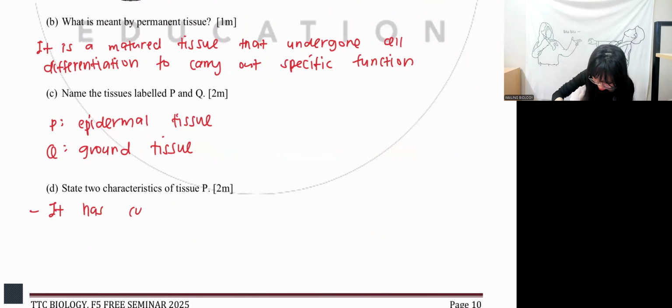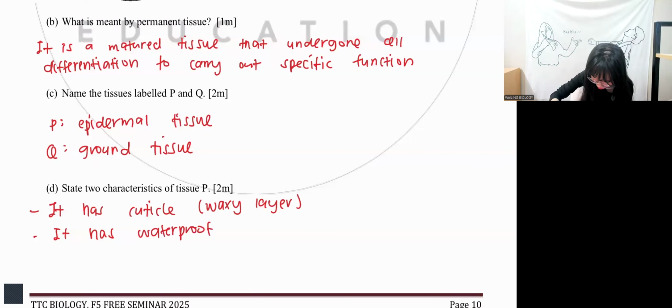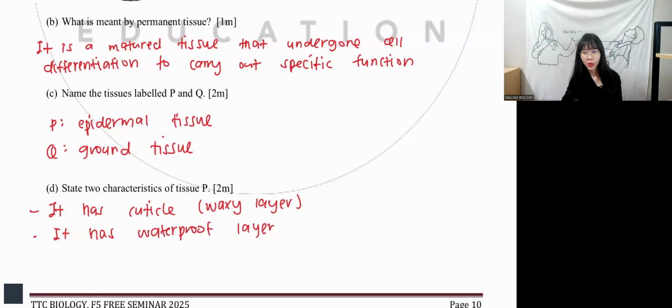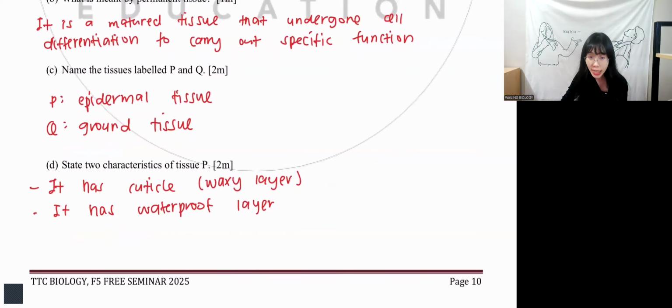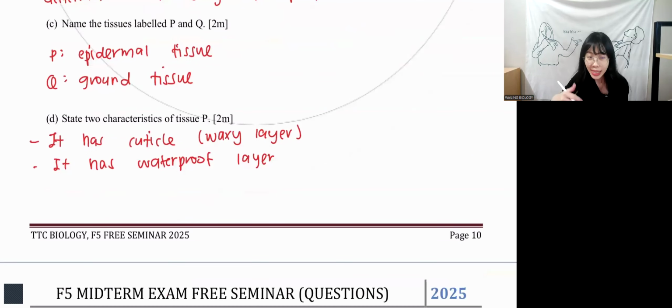It has a cuticle, which is the waxy layer, depending on which one you want to write. And then it has a waterproof layer. Or it is waterproof, also can. Transparent for stem is not a good answer to write because for the leaf, you can write they are transparent for the cuticle, because the leaf carries out photosynthesis, but for stem, no. Stem transparent doesn't help in anything.